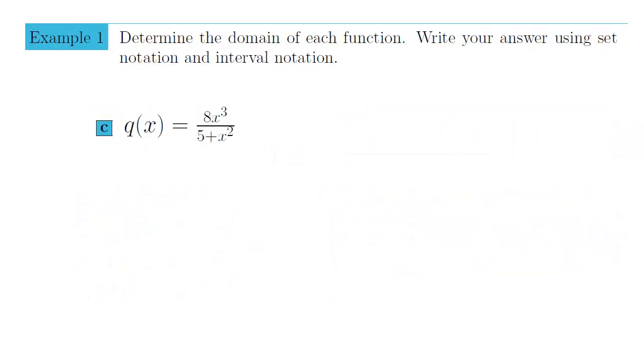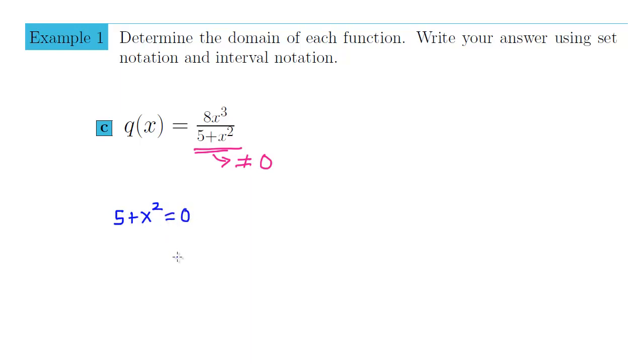Moving right along, this brings us to example 1c. Determine the domain of the function q of x equal 8x cubed over 5 plus x squared. Just as in our previous two examples, we want to focus on our denominator, and we want to determine all the x values that would make this denominator equal to 0. So let's take our polynomial 5 plus x squared and set it equal to 0.